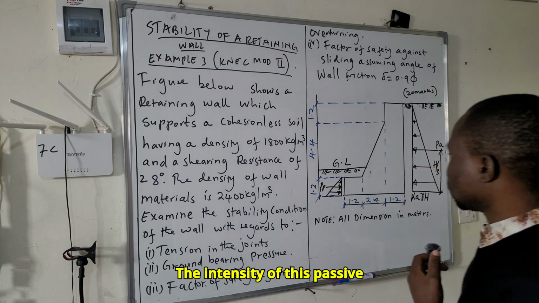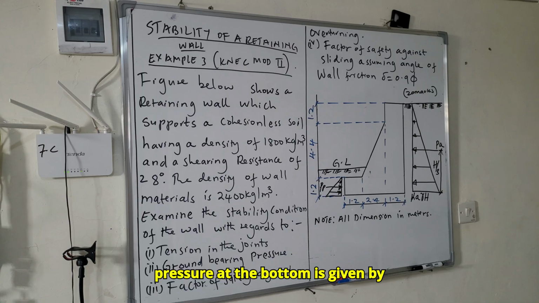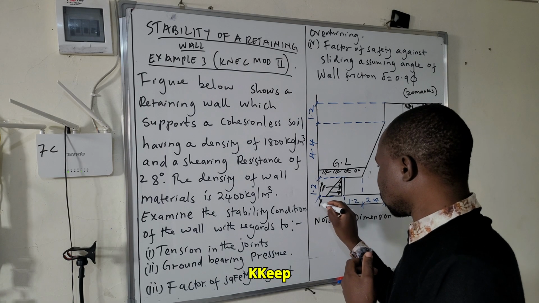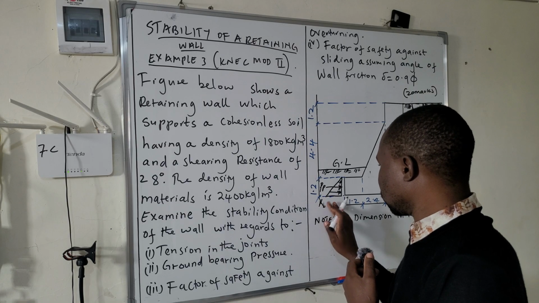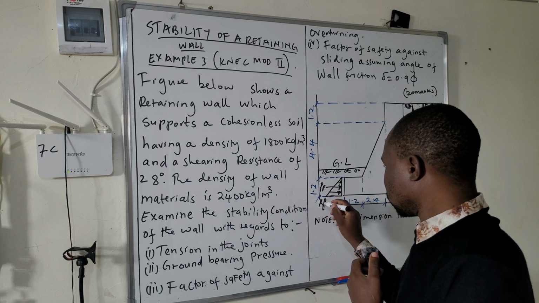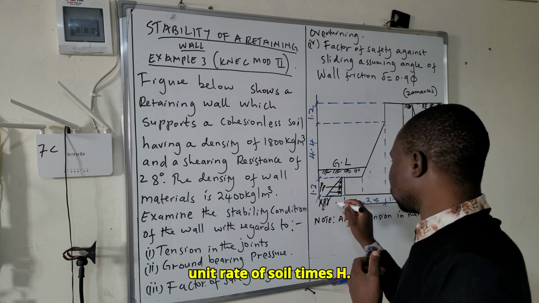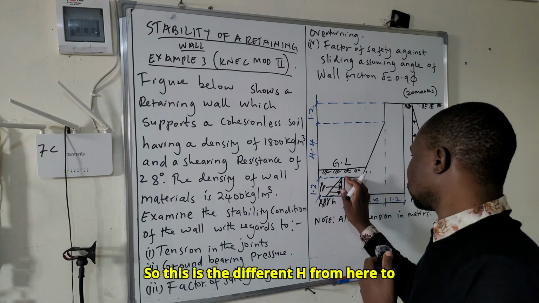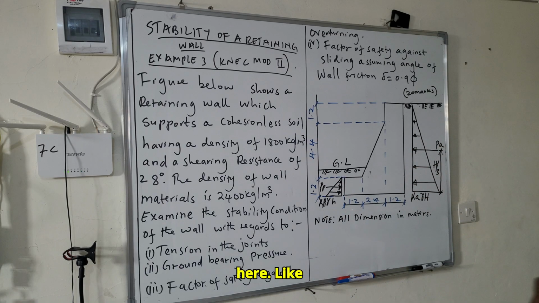The intensity of this passive pressure at the bottom is given by Kp times unit weight of soil times H. This is a different H, from here to here. After doing so, now we can start tackling the question.